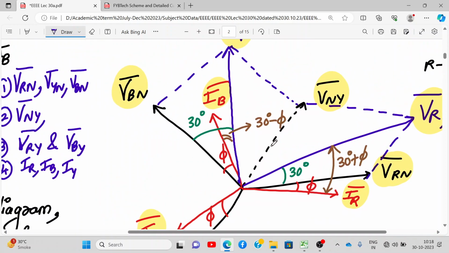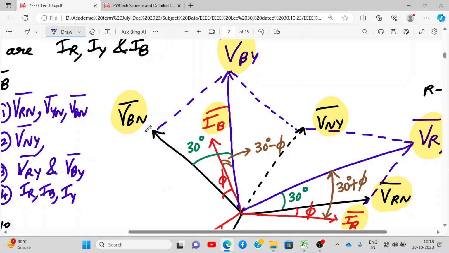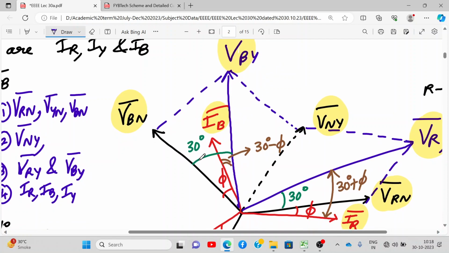Then again, the phase difference between VBN and IB is how much? Phi. Okay? And the phase difference between IB and VBY is how much? This is 30, this is phi, so it will be 30 minus phi. You understood why it is 30 minus phi and why that was 30 plus phi? Only this much information is required using the two wattmeter method.